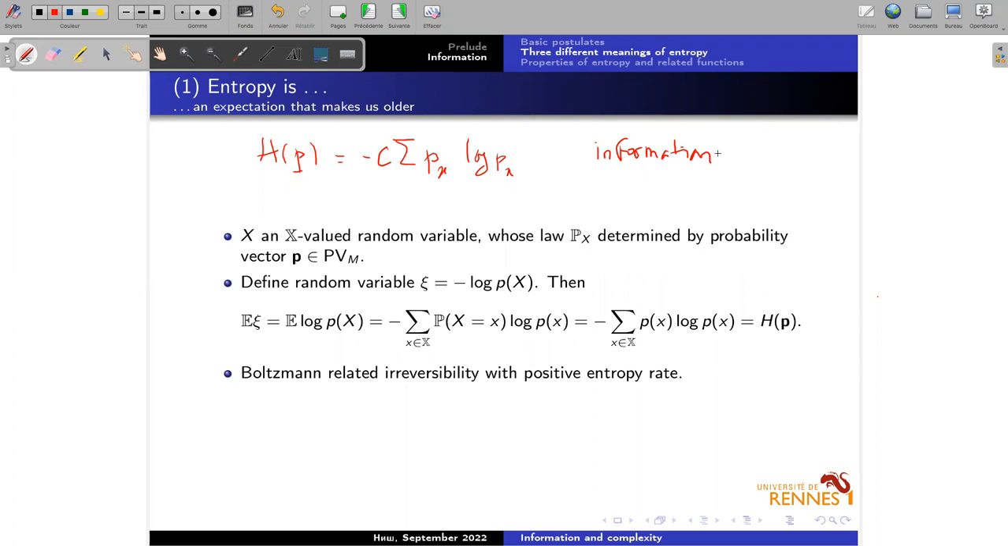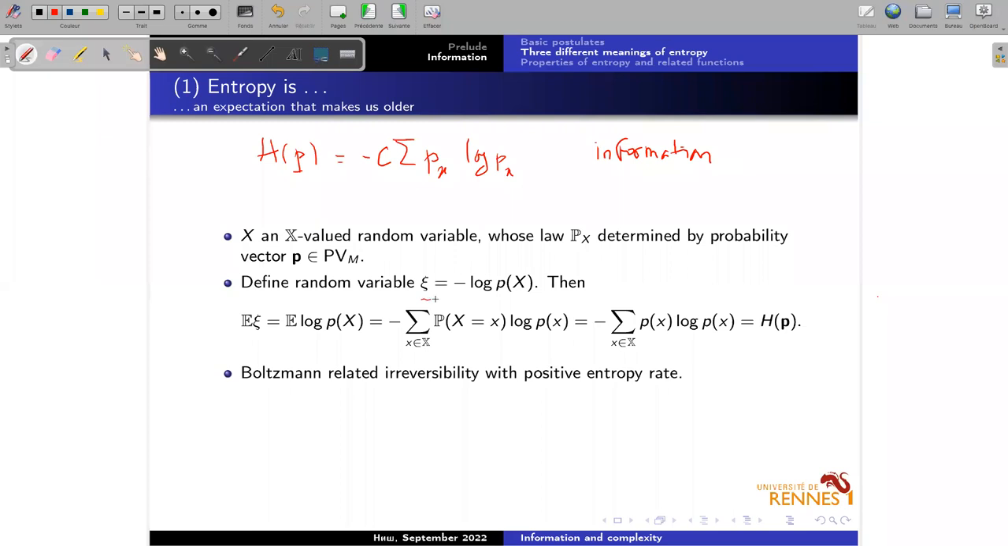Now I'll give you an interpretation of this function. The first interpretation is that the entropy or information is a kind of expectation, and I'm joking that it is an expectation that makes us older. I'll explain this in a moment. So you have an x-valued random variable whose law is determined by some probability vector, and you define a random variable c that is minus logarithm of p of x.